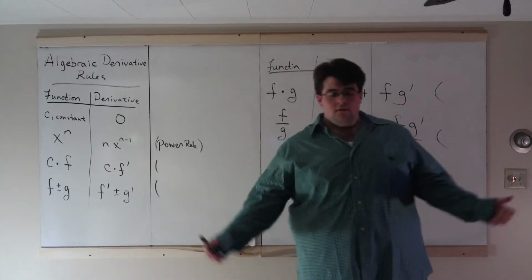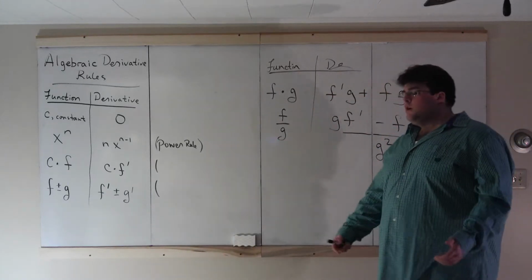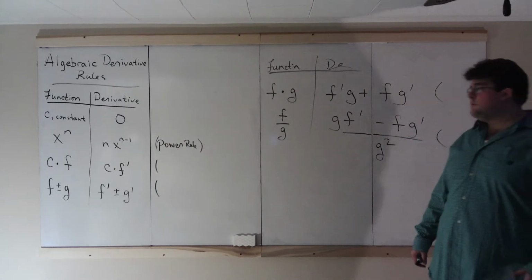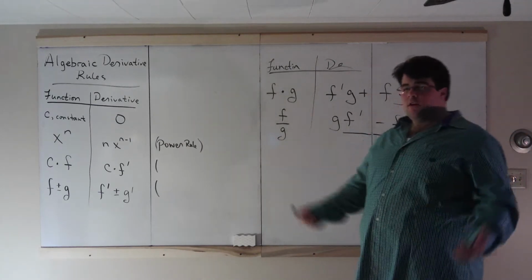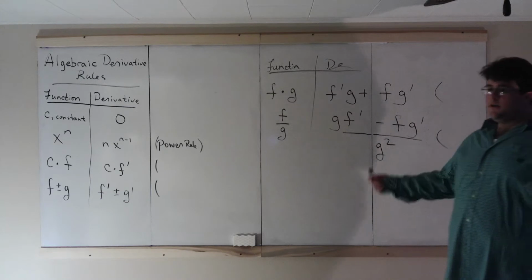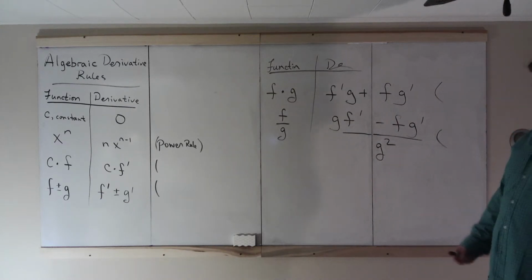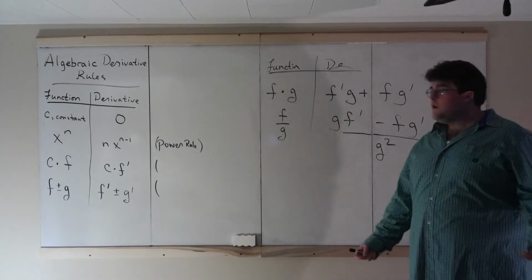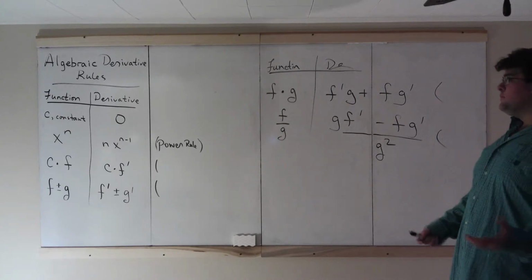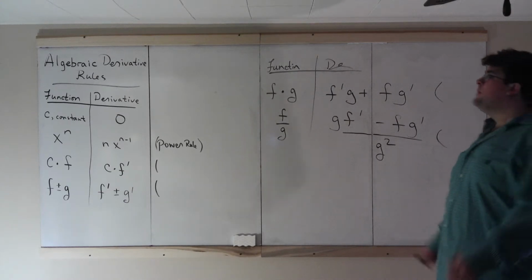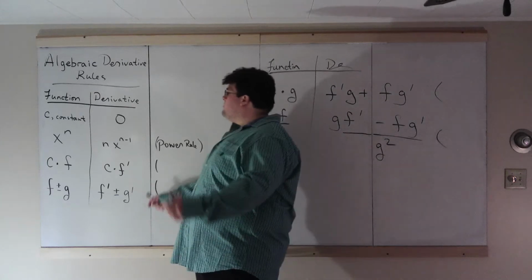So we defined the derivative using a limit. We can use that limit to derive several algebraic and non-algebraic derivative rules. For now, we're going to look at 6 algebraic derivative rules, and I'll provide proofs for some of them. So we have algebraic derivative rules.